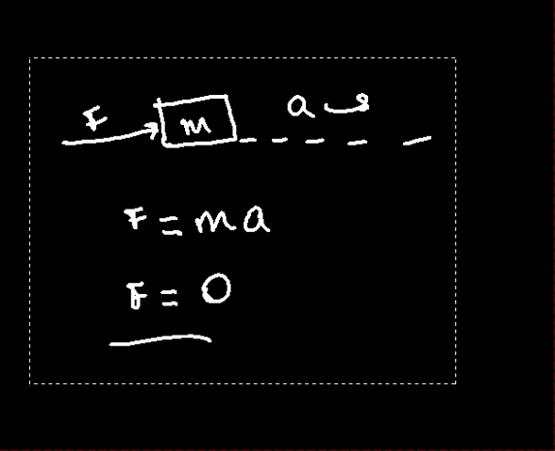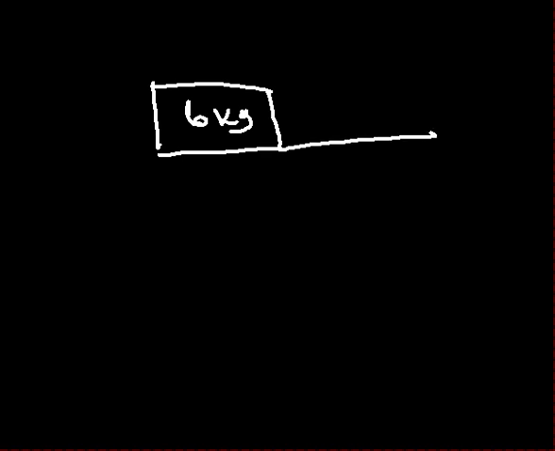So let us see how we can apply the friction forces in relation to objects that are in motion. Let's say we have this typical object, and the mass is 6 kg. We have a force being applied, and it is given as 60 newtons.